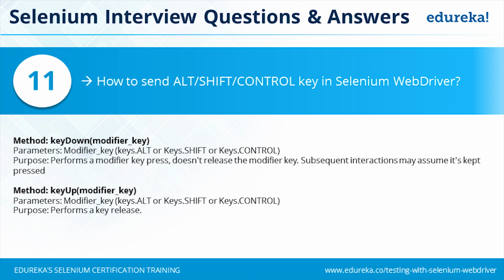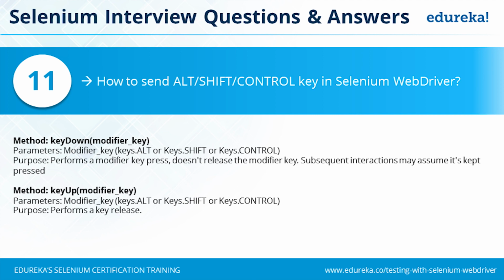So the first one is the keyDown method. The keyDown method accepts a modifier key as the parameter, so any one out of these three: Alt, Shift, Control. For instance, I want to press Control Shift Delete with the help of my Selenium script. So I can use the Actions class and the keyDown method: I can keyDown Alt, then in the next line of code keyDown Shift, and in the next line keyDown Delete. So all these three keys I want to press in combination. So the keyDown method will be able to perform the same complex operations that you perform with your keyboard.